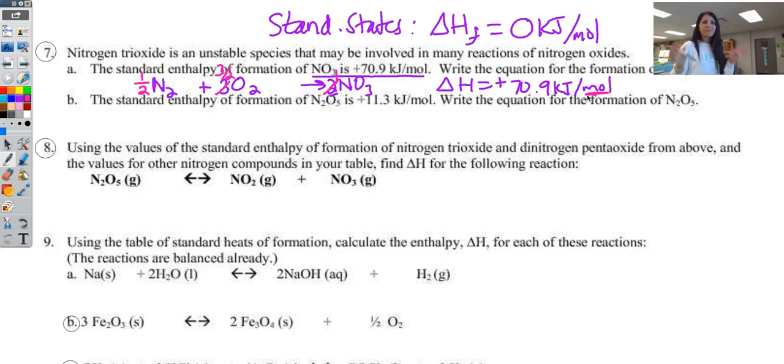Now number 8. It looks harder than it actually is. They are saying using your table, find delta H for the following reaction, and using the numbers from number 7. All they want you to do is use this number right here for N2O5. That's the delta HF of N2O5. You know the delta HF of NO3. So you know N2O5 and NO3, and the only thing you have to look up on your thermo chart is NO2. Then all you're going to do is products minus reactants, and that gives you your theoretical delta H value. That's all they're asking you for.